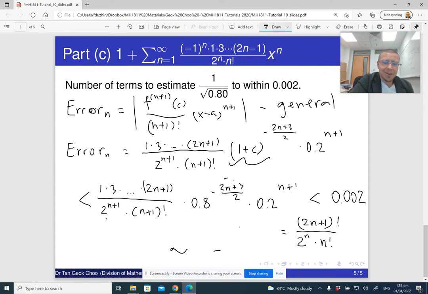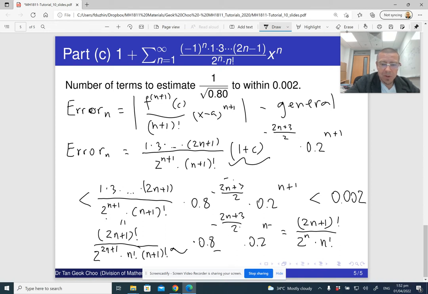That's all, right? So this thing is really 2n plus 1 factorial divided by, okay, we have 2 to the n and 2 to the n plus 1, so it's going to be 2 to the 2n plus 1 times n factorial and another n plus 1 factorial, times 0.8 to the minus 2n plus 3 over 2, times 0.2 to the n plus 1, right? So this is my error.